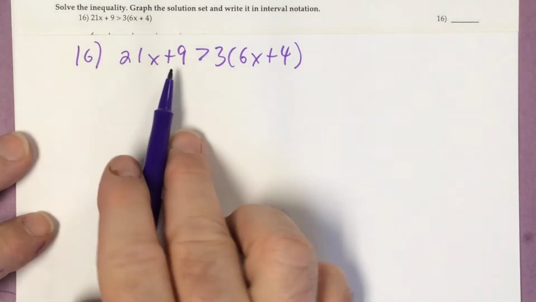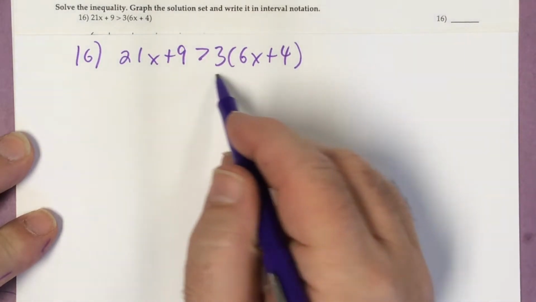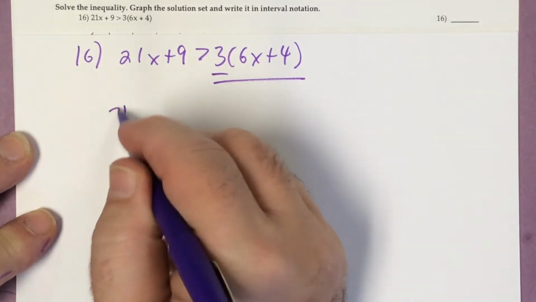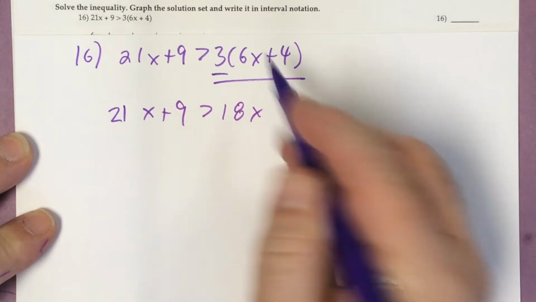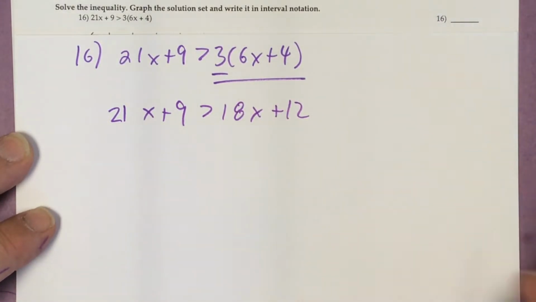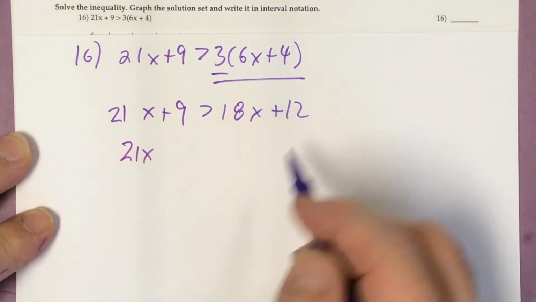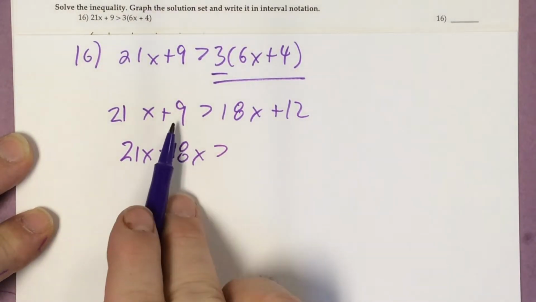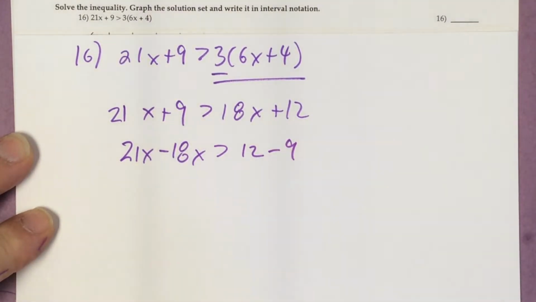So we have 21x plus 9 is greater than 3 times the quantity 6x plus 4. Just like solving equations, I'm going to distribute that through. So I have 21x plus 9 is greater than 18x plus 12. Like I do with equations, I'm going to move things around. I'm going to keep the 21x here, move the 18x over to make a negative 18x, and have 12 here with minus 9 moved over here.